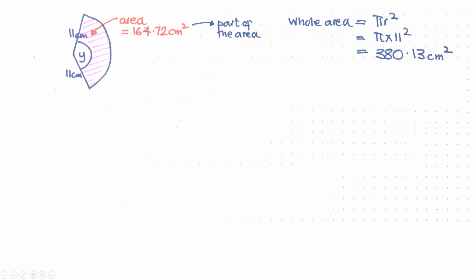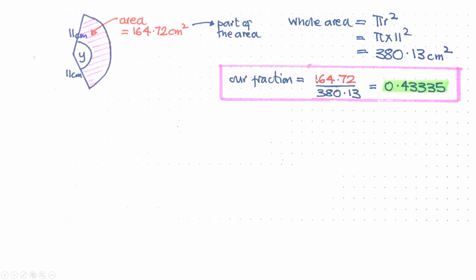So what we've been given is just under half. Half of the area is taken up by this shape here. But the fraction is going to be 164.72. That's the bit we were given out of the whole amount, which we've calculated to be 380.13. So this is the fraction of the area we've got. But also, this is the fraction of 360 that we've got. And it's also the fraction of the circumference that we've got. It's always the same fraction.